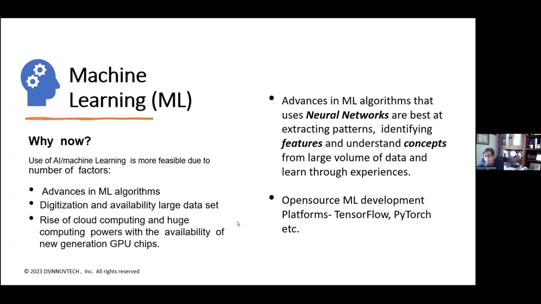That basically identifies the features and understands the concepts there. So that neural network is being used now, and there are a lot of open source platforms built around that, like TensorFlow and PyTorch. The availability of those, along with the availability of huge computing power, gives people like us and many other people the opportunity to use this.